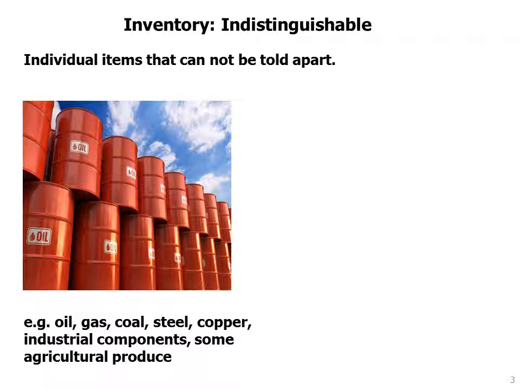Indistinguishable products comprise individual items that cannot be told apart. And some goods are indistinguishable in nature. Examples of these are commodities such as oil, gas, coal, steel, copper, industrial components, some agricultural products. It will be very difficult and in most cases impossible to track embedded costs in each product sold.